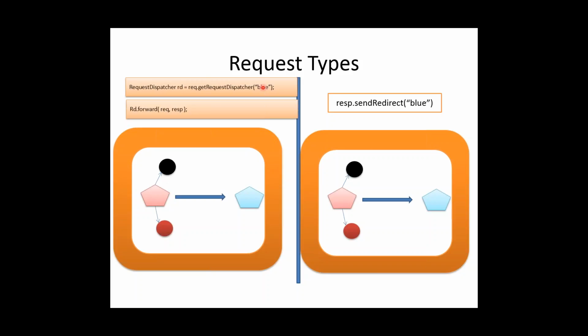Once you specify, then when you invoke rd.forward(request, response), the web container will transfer the control from the red servlet to the blue servlet. When it is transferring the control, it will disassociate the current servlet from the request and the response object, and then it will pass on the same request and response object. And this servlet will have access to this. Clear with this? This is what happens.